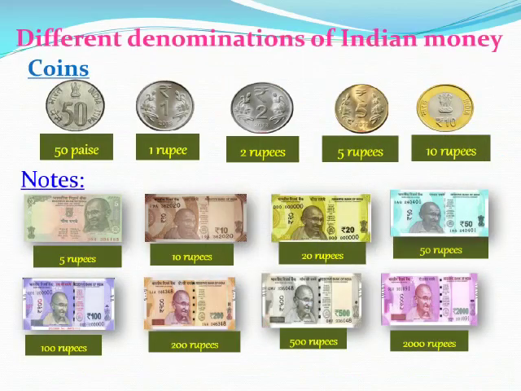Children, in India, these are the coins and notes now in use. This is a 50 paise coin, 1 rupee coin, 2 rupee coin, 5 rupee coin, 10 rupee coin, and these are the notes: 5 rupee note, 10 rupee note, 20 rupee note, 50 rupee note, 100 rupee note, 200 rupee note, 500 rupee note, and 2000 rupee note.